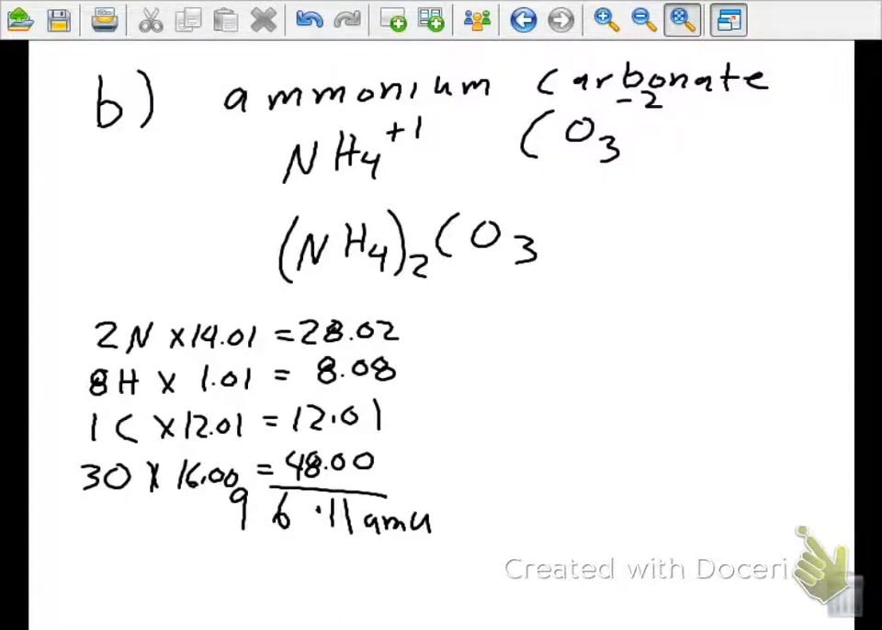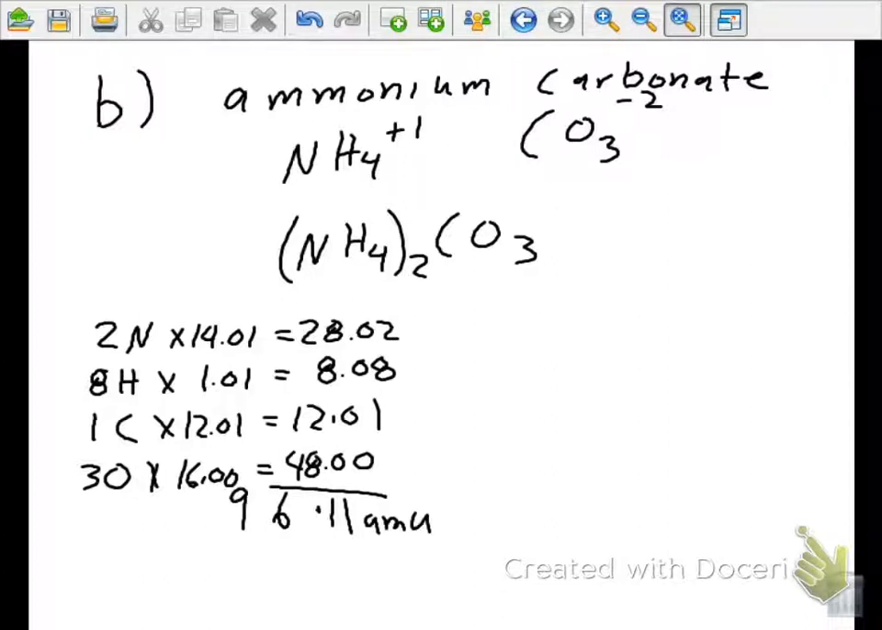As you see, the next one is written as a name, ammonium carbonate. So you need to use your polyatomic ion sheet. When you look up ammonium, it's NH4, it's +1. When you look up carbonate, it's CO3 -2. So you have to have 2 ammoniums to go with the carbonate.